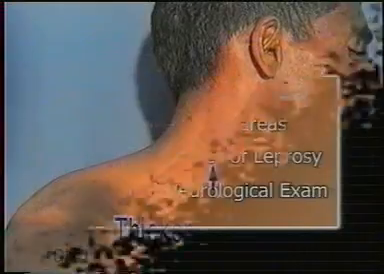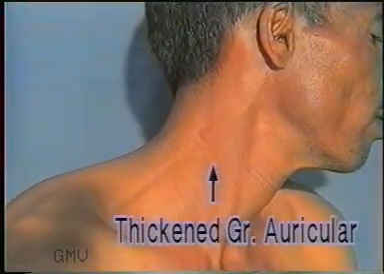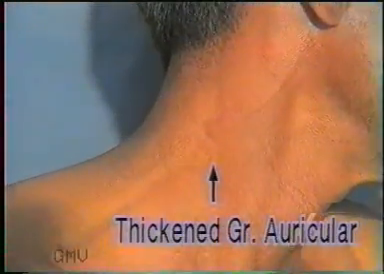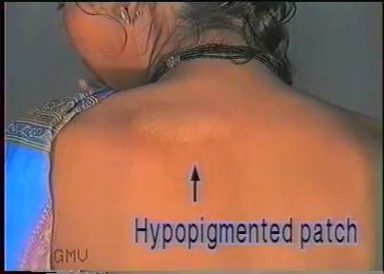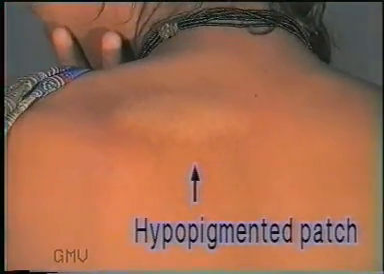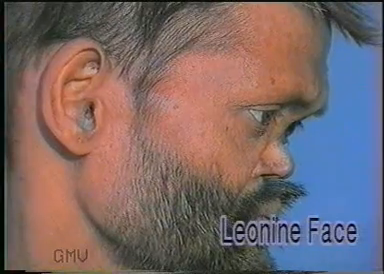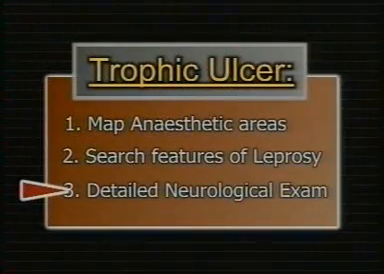Palpate posterior tibial, ulnar and greater auricular nerves for thickening as observed in leprosy. Look for hypopigmented anesthetic patches over the limbs, back and face and for features of leonine face. And if a spinal cord lesion is suspected, test accordingly.